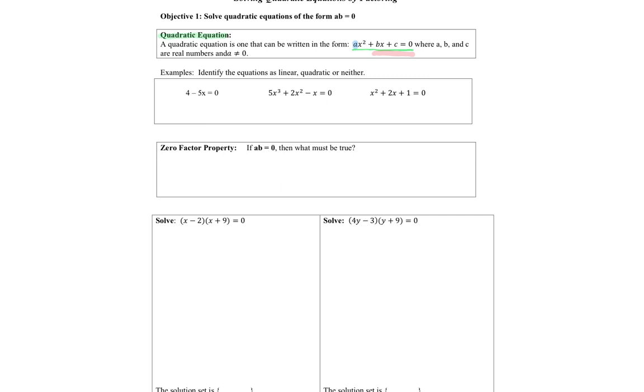So the first examples involve identifying equations as linear, quadratic, or neither. Looking at this one, we see 4 minus 5x to the first power equals 0. Anything that has the first power of x as the highest power, and it's a polynomial, is going to be linear. 5x cubed plus 2x squared minus x equals 0, while that's a polynomial, it's neither linear nor quadratic because it's cubic. And then x squared plus 2x plus 1 equals 0, that one is quadratic.